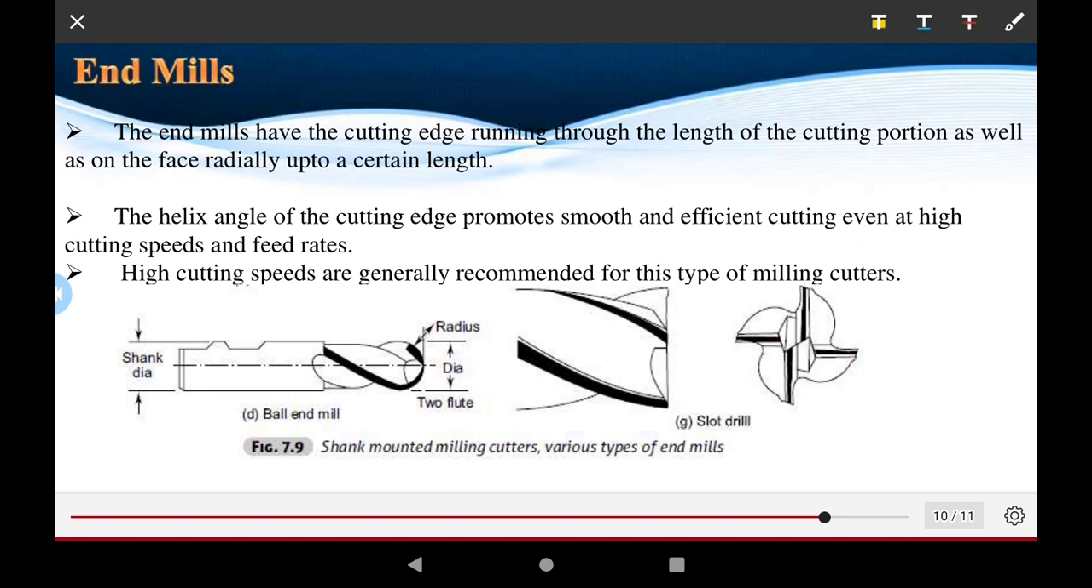And this is the shank mounted milling cutter. Various types of end mills are presented in detail in this video.